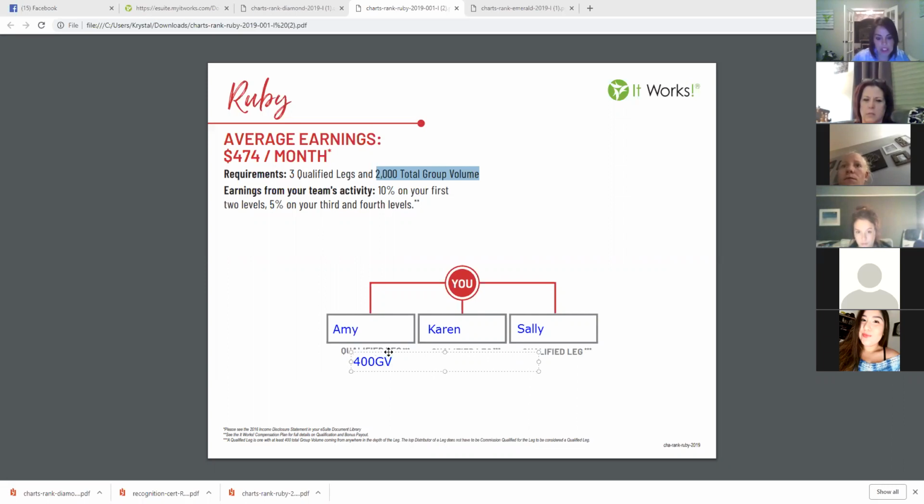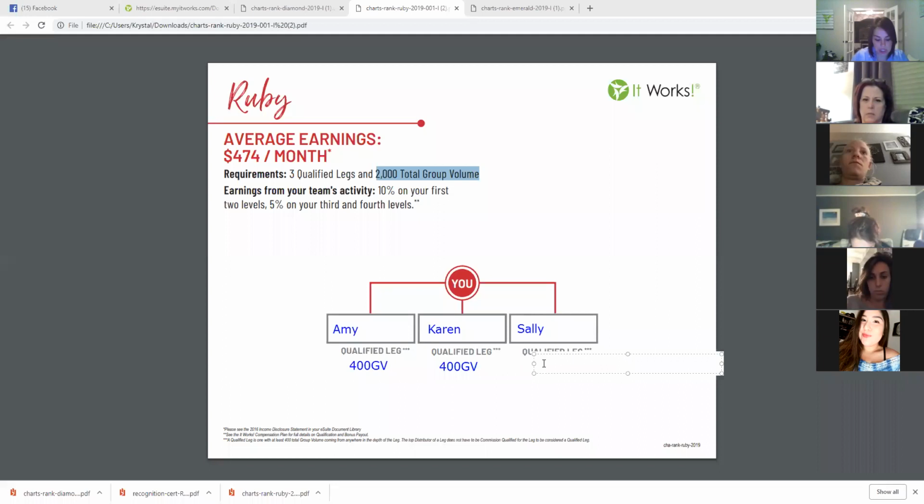Group volume, all of these terms, if I'm saying GV or PV or anything like that, and you don't know what that means, all of these terms are in your compensation plan. There's a glossary in there. So if you're confused on anything I'm saying, just check out that glossary and that will explain what that means. So Amy, Karen, and Sally all need to have 400 in group volume.